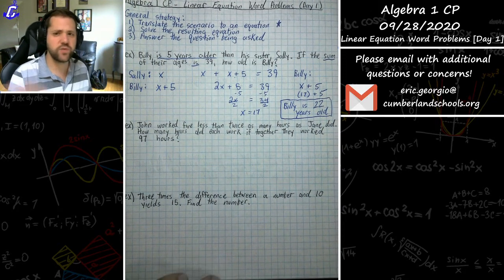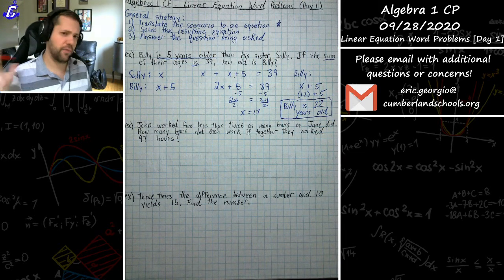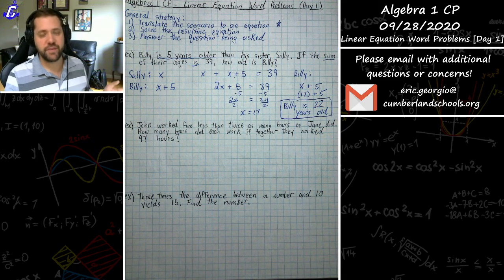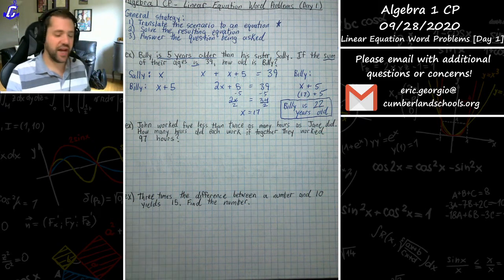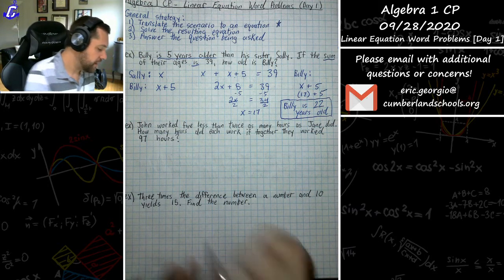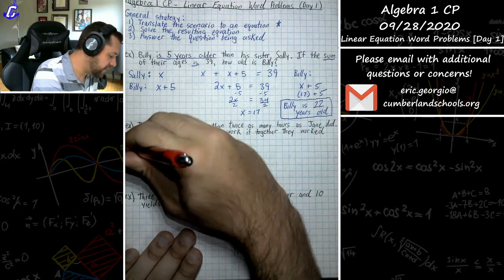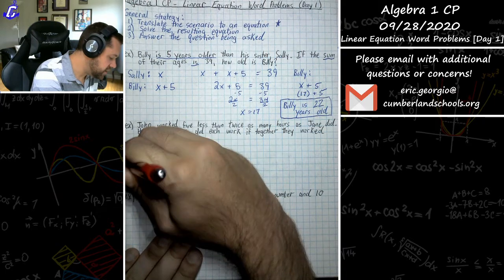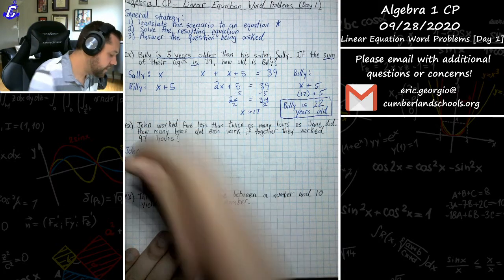I'm like, first of all, who talks like that? Nobody says, oh, I worked for 5 less than twice as many hours as Jane. But that may be true, but it is a good exercise in trying to build these types of equations, okay? So we have John and Jane working. I'll get to the rest of the problem in a minute. So we got John and Jane, okay?